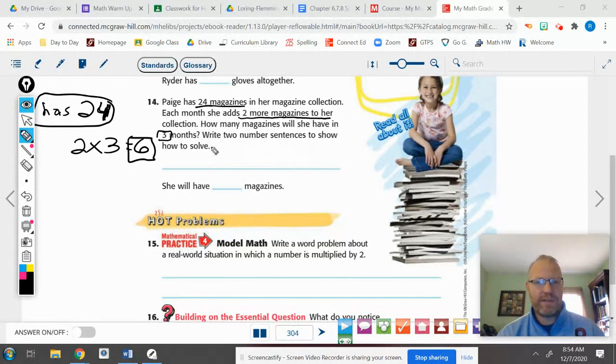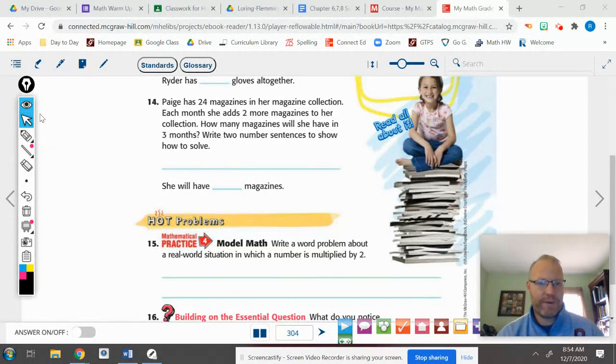Now it says write 2 number sentences to show how to solve. They get so weird with this stuff. So we have 2 times 3 equals 6. They want 2 number sentences to show how to solve. So we have 2 times 3 equals 6. But then you have to take 24, because that's what she had, and you're adding the new 6 that she got. So she started with 24 and she's adding 6 because she's adding 2 times 3. And then she has a total of 30 magazines. Great. Check your work or fix your work.